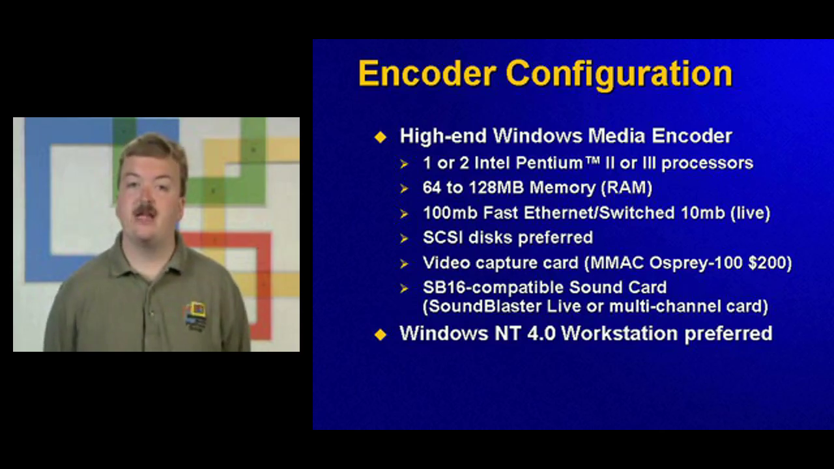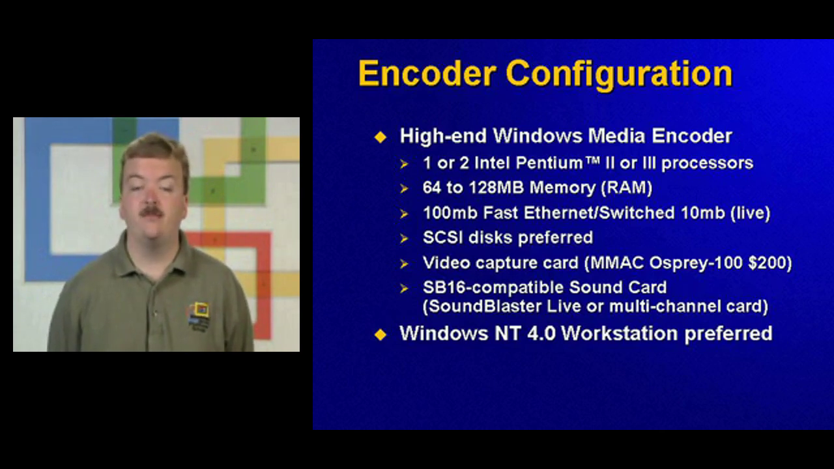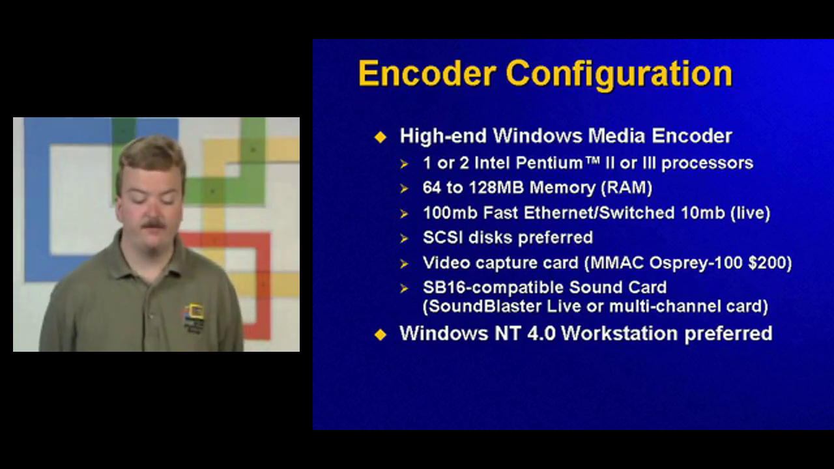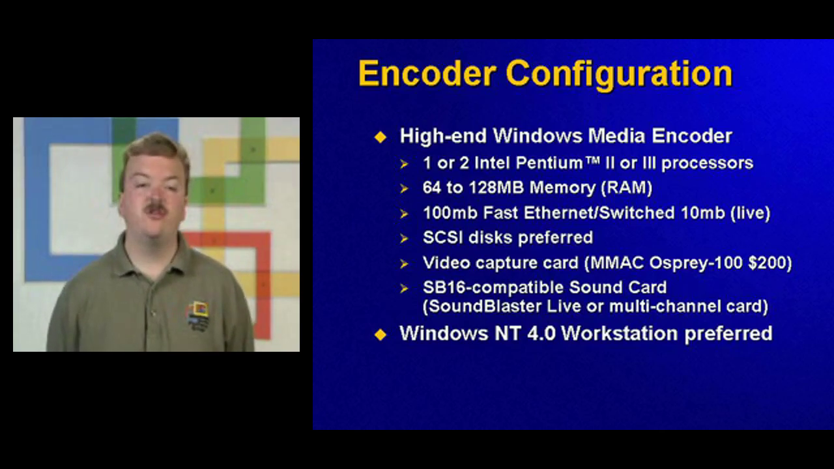For capturing sound, you should use the sound card that exists in your PC. Typically anything that is Sound Blaster 16 compatible is fine, although if you're buying a new sound card, you may want to purchase the Sound Blaster Live card, which we've had excellent results with, or perhaps look at a multi-channel audio card, like the Antec Studio card or the Gadget Labs card, for encoding multiple stereo signals simultaneously on a single PC.